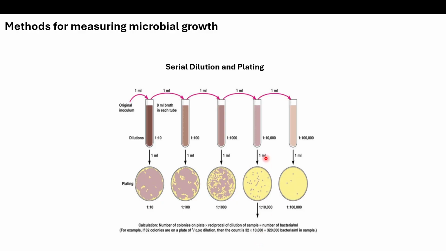And also one more thing: how much are you putting in for plating? In this example, they have used 1 ml of culture to plate it. If you are using 500 microliters of culture to plate, after each dilution you have to take that amount of culture volume into consideration while calculating the bacterial cells in 1 ml of sample, 1 ml of culture medium.